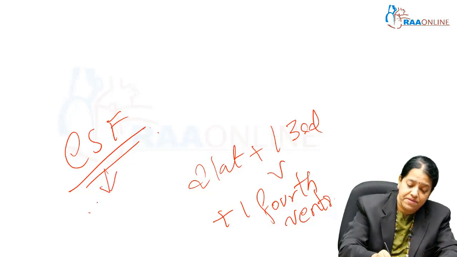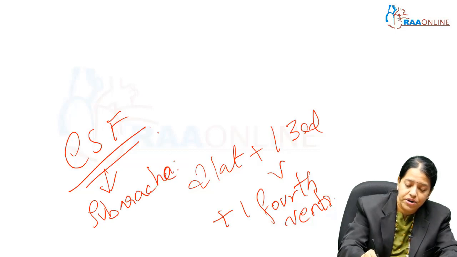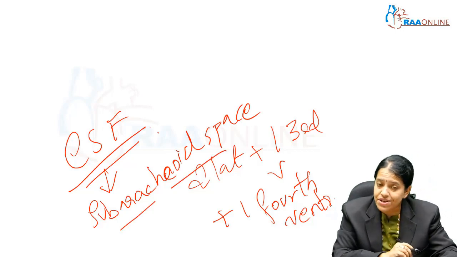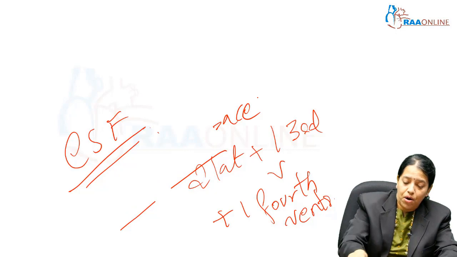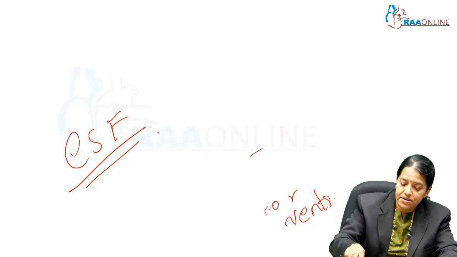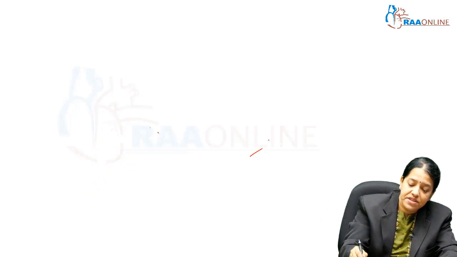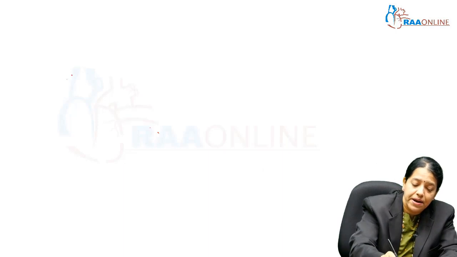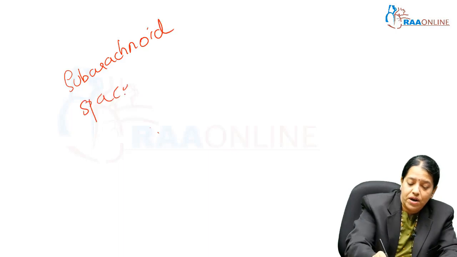If we talk about the meninges covering the central nervous system, from outside to inside we have the dura mater, then the arachnoid mater, and then the pia mater. Where is the cerebrospinal fluid present? The cerebrospinal fluid is present in the subarachnoid space.